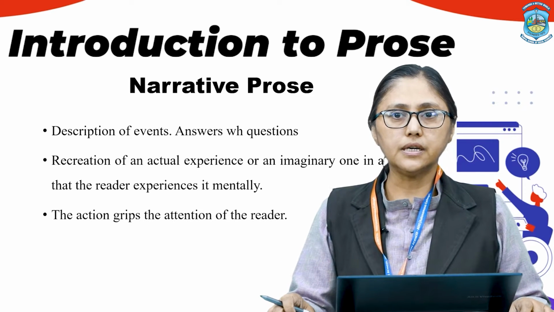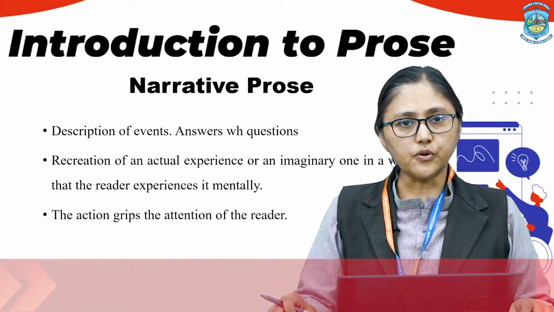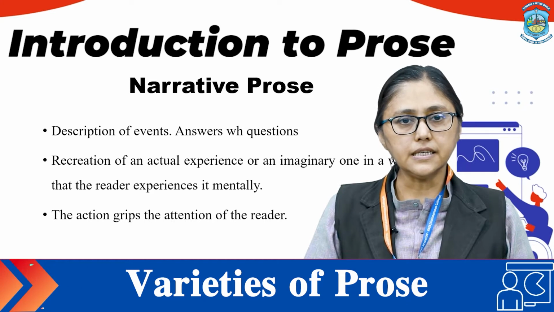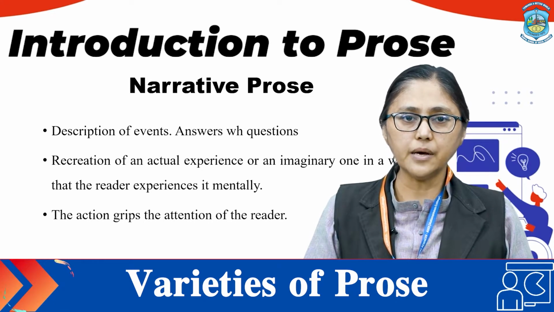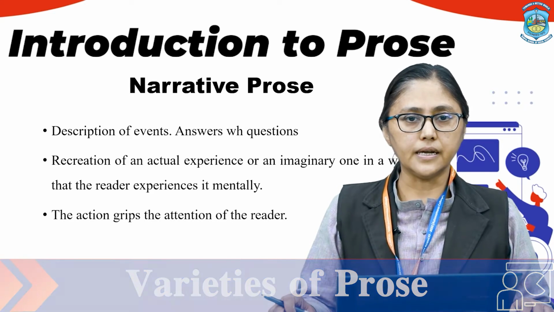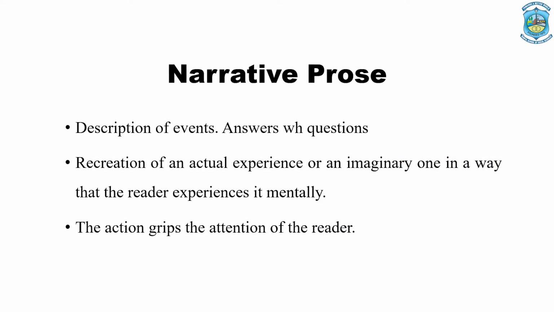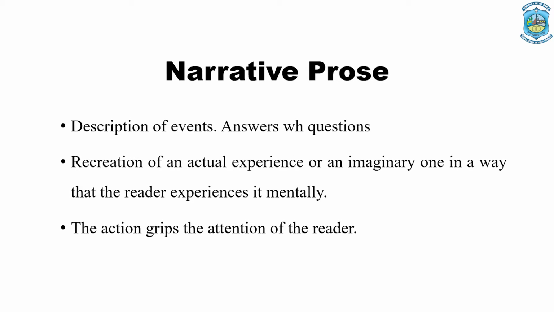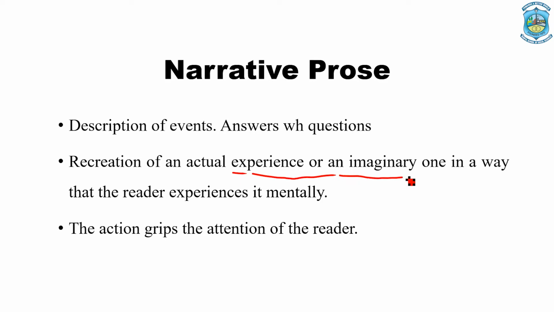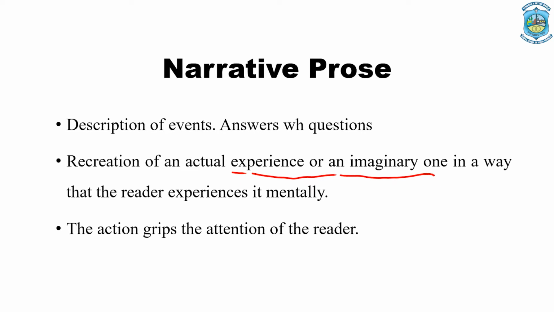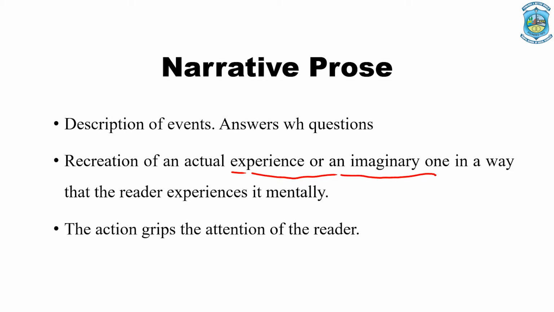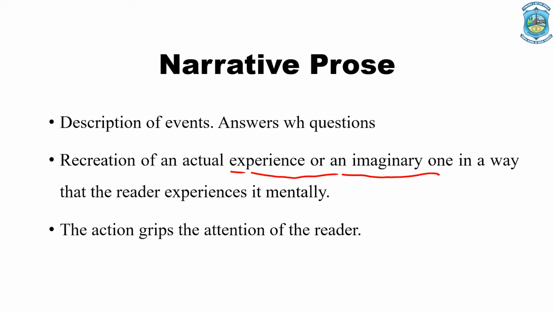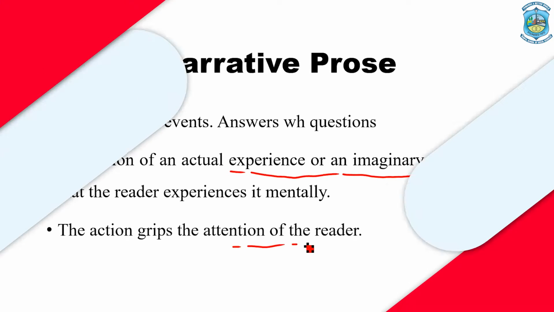Next we move to narrative prose. Narrative prose gives us a description of events. It answers WH questions like what happens, where does it happen, when does it happen, why does it happen, and to whom does it happen. So, a narrative prose recreates an actual experience or an imaginary one in a way that the reader experiences it mentally. In a narrative prose, the action grips the attention of the reader.